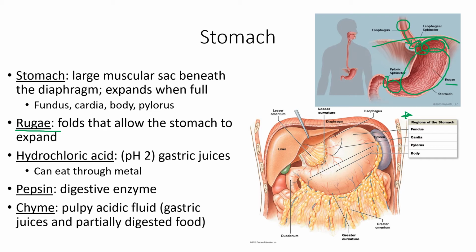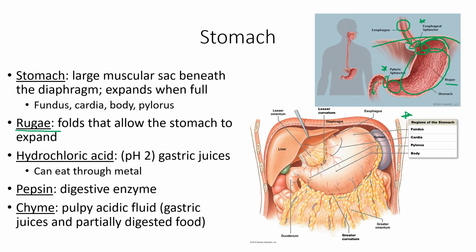The sphincter that's up a little bit higher, which is called the esophageal sphincter, can also be called the cardiac sphincter, while this sphincter here is the pyloric sphincter. So again, those are just rings of muscle that are going to be relaxed or contracted to allow food to go through either into this organ or out into the next organ.